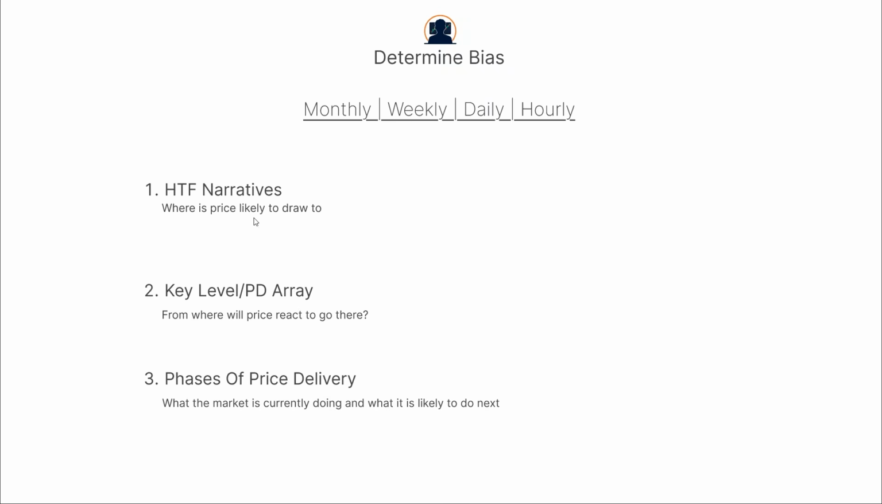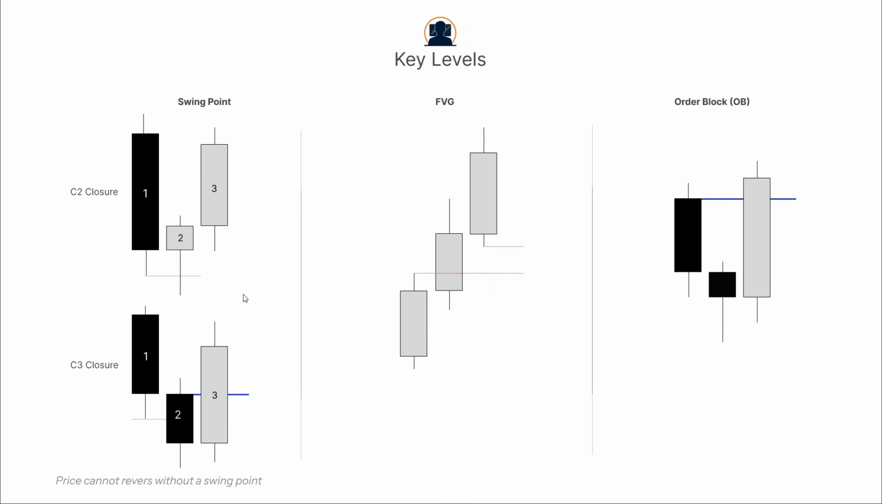But in order to understand the higher time frame narrative or phases of price, you need to have a good knowledge of key levels. There are a ton of key levels out there, but I use mainly three of them, and trust me, this is all that you need. I use a swing point, I use a fair value gap, and I use order blocks. Now, starting with the swing point.